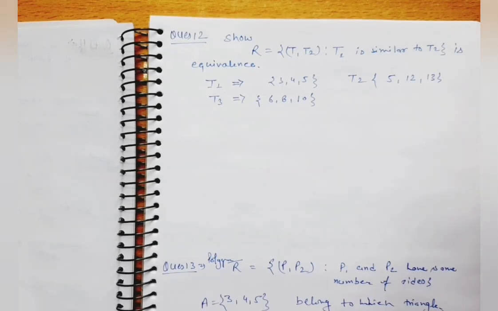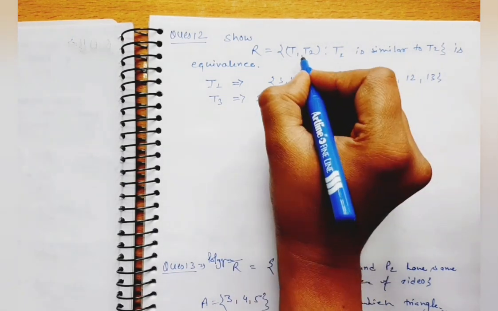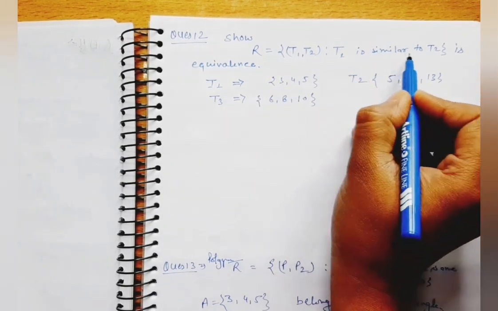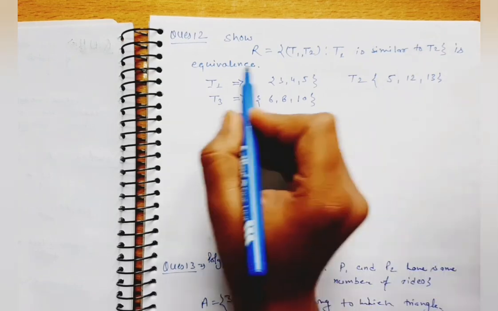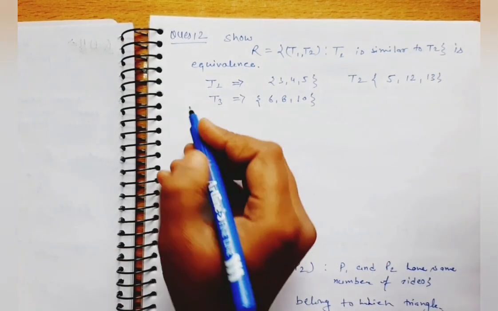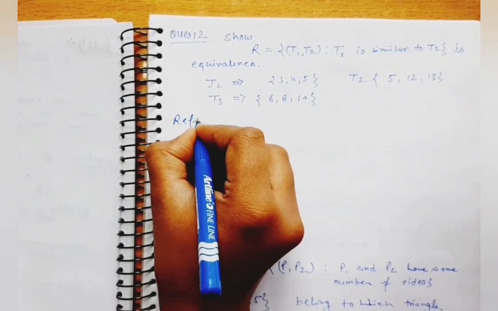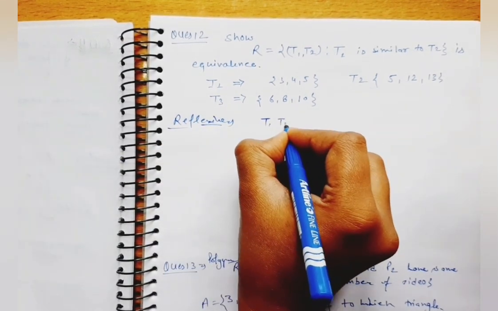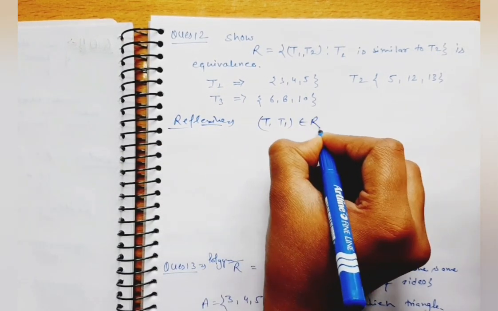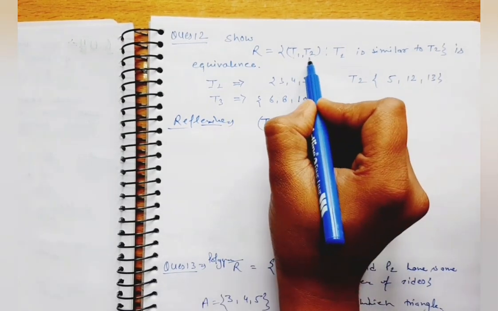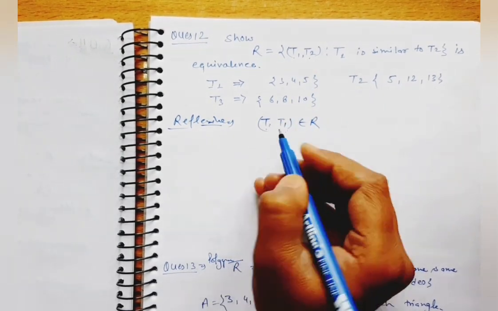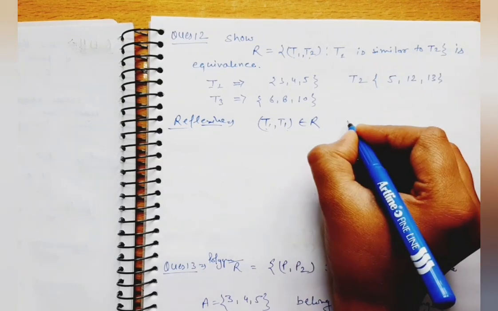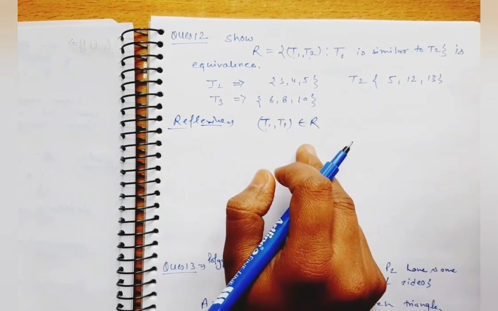In the next question, show that R, the relation between T1 and T2, which are two triangles similar to each other, is an equivalence relation. You have to show that this relation is an equivalence. So first we will check reflexive. Reflexive relation means that (T1, T1) should also belong to R. T1 and T2 are similar, so T1 and T1 will obviously be similar. So we can say that this is a reflexive relation.